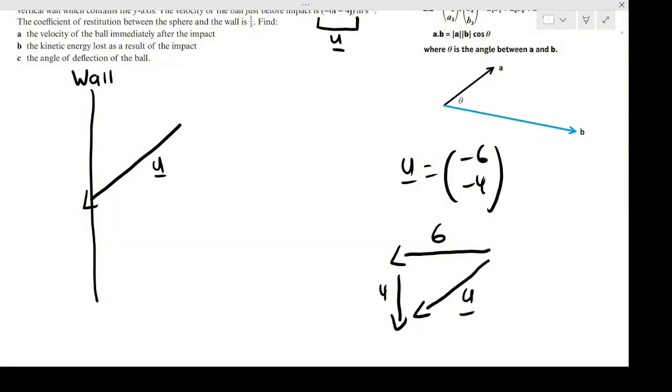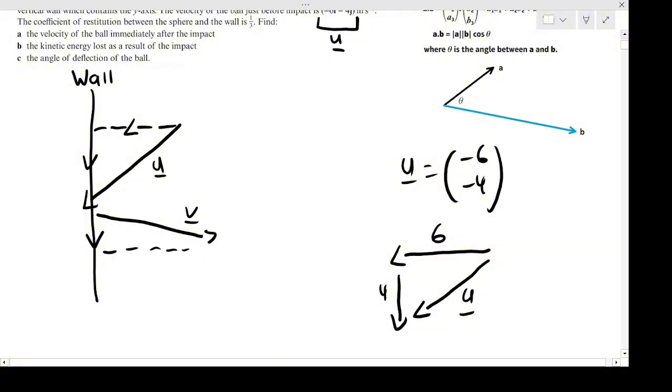Then it's going to rebound off the wall. Let's say it looks like that. I'm going to call that v for my velocity afterwards. Hopefully happy with that. So now, like we've done previously, we're going to split up into parallel and perpendicular parts. Firstly, u before: we can go down like this and then across like that. Then for v afterwards, we can still go down the wall and then across like this. Hopefully happy with how I've split up the two velocities.